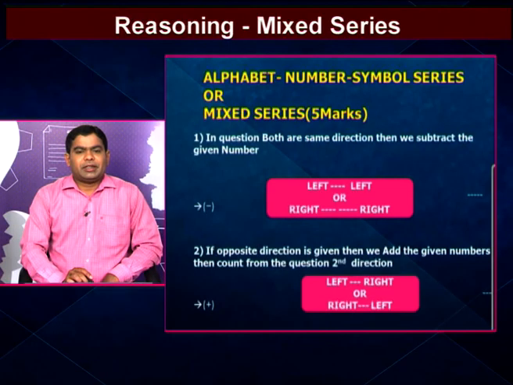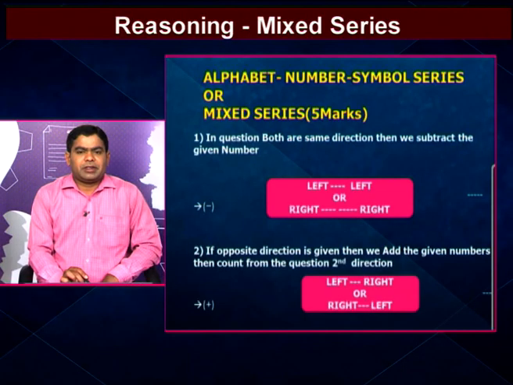if both are in the same direction, then we subtract the given numbers. That means in our question two directions are given. If the same directions are given, we subtract the given numbers. That means if left is given, we subtract the given numbers, and if right is given, we subtract the given numbers. If opposite directions are given in the series, we add the given numbers. After that we count from the question ending direction.